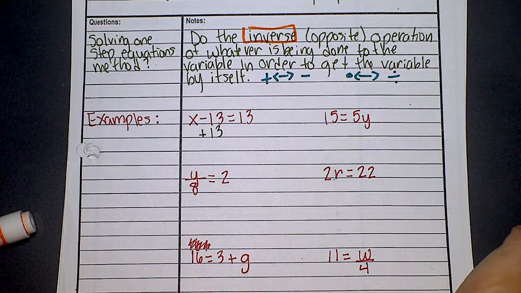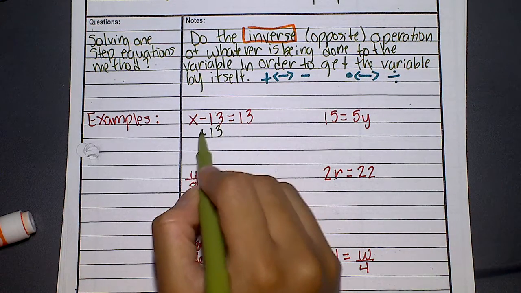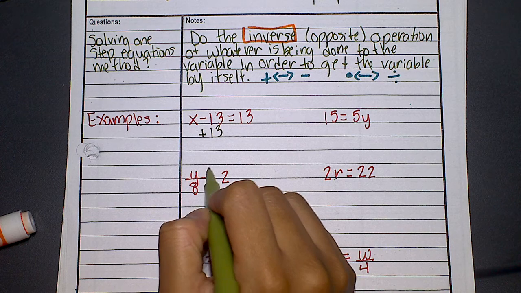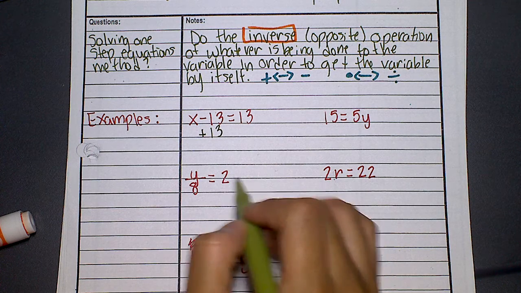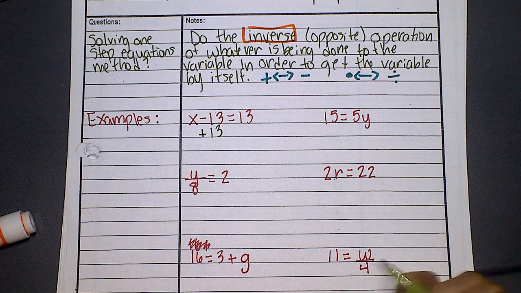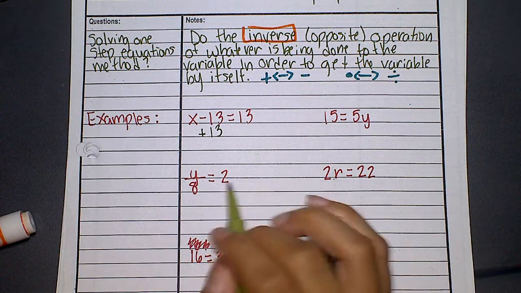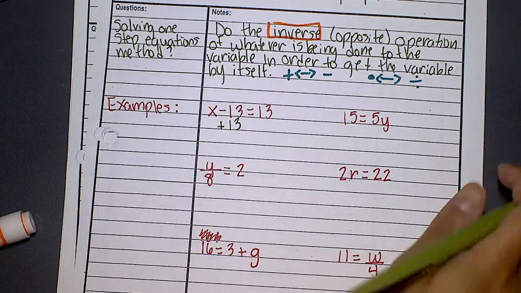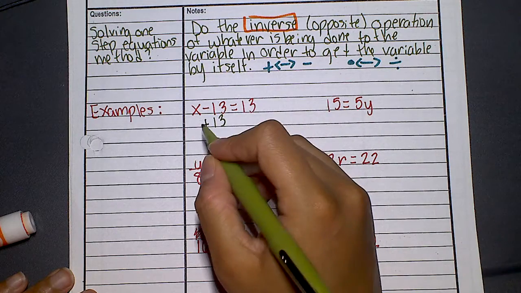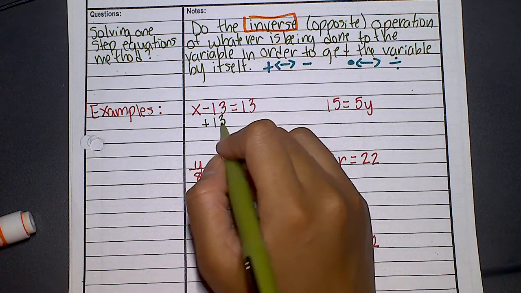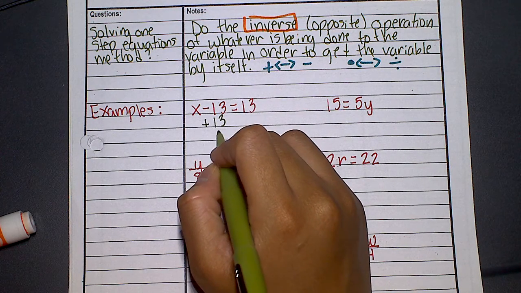So our variables are the letters in each problem. Remember, our variable does not always have to be x, doesn't have to be y. It can be r, it can be g, it can be q, it can be any letter. As long as whatever is the letter, that's your variable, and you want to get everything away from the variable. So the opposite of subtraction was addition, so we're adding 13.